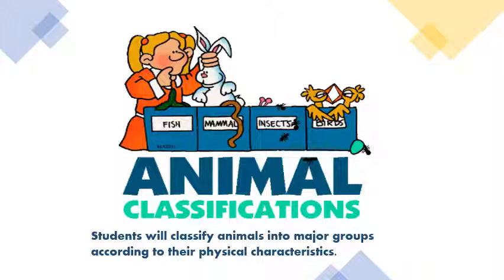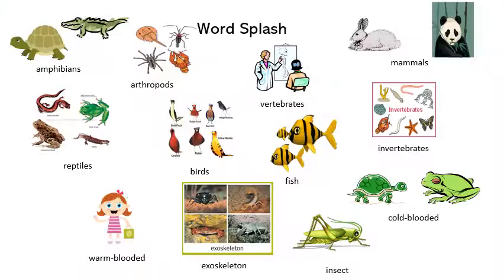We're going to start studying animal classifications, or how to classify animals into major groups according to their physical characteristics. In this unit, you're going to learn a lot about how animals are alike and how animals are different. We are going to learn the vocabulary words that are going to be in the animal classification unit. You can see all the different vocabulary words that we're going to be studying have a picture or a piece of clip art next to them to help you understand what those words might mean.